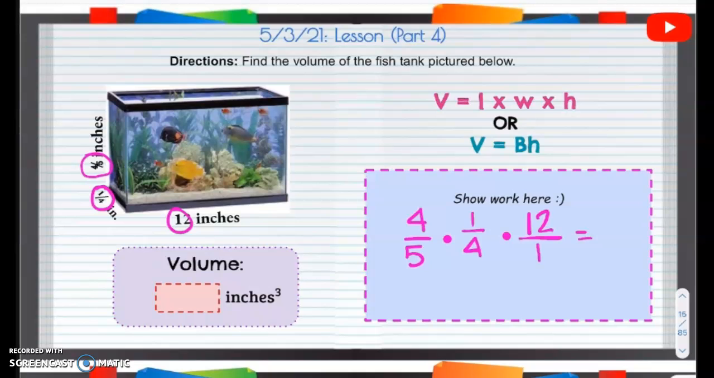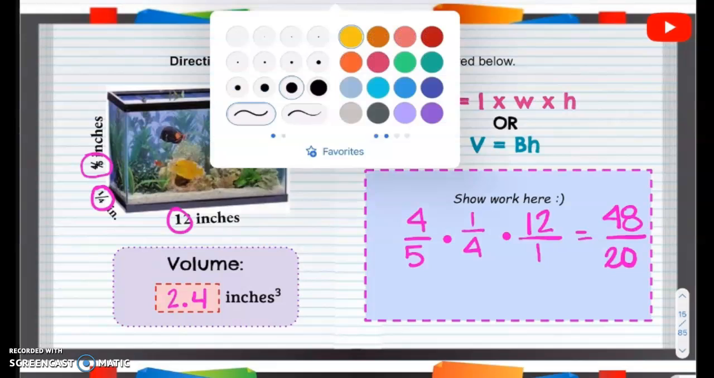If I do 12 times 4 times 1, I get 48. And then if I do 5 times 4, I get 20, and then times 1 would still be 20. So if I have 48 divided by 20, you will get 2.4. So you can have 2.4, and it'll be inches squared.